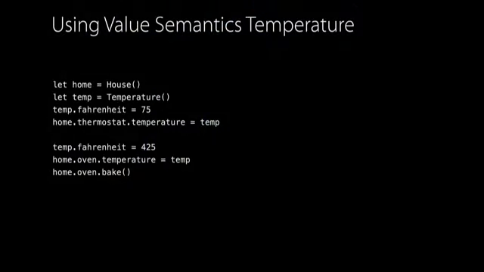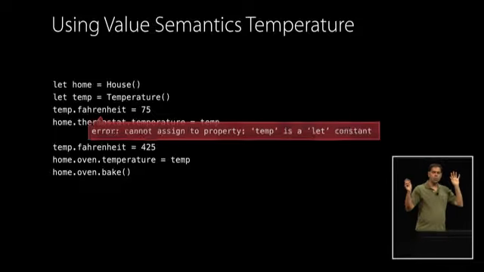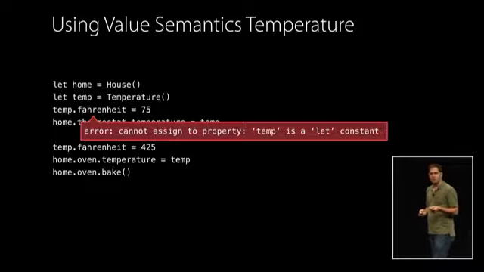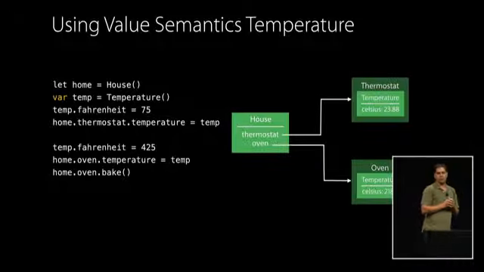It's fine. We create the home, create the temperature, set the temperature to 75 degrees Fahrenheit, and whoa, the compiler stops us here. What went on? Well, we're trying to mutate a property of temp, which is declared as a let. It's a constant, can't change. Okay, we'll appease the compiler, change it to var, and now we can mutate it. And this all works perfectly fine.